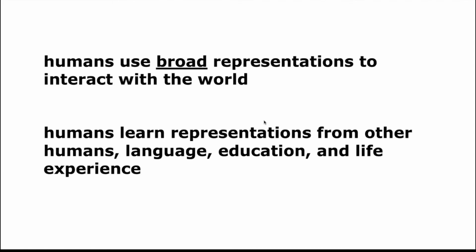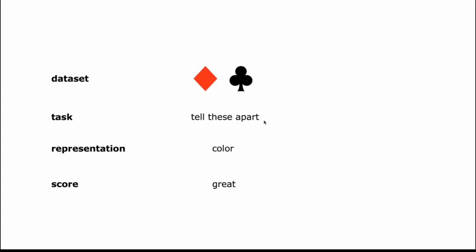What about human representation? So how do we learn about stuff? Well, the cool thing is we're able to switch between different representations, and we learn from other people. We learn from language, from education, from our life experience. So if I now give a human a task to tell these two apart, well, you can use the representation of color, and it does a tremendous job. But now if I add this, well, humans can on the fly switch to a different representation, which in this case is the representation of suit, and that also does a great job. And so on and so forth. We have size is great as well.